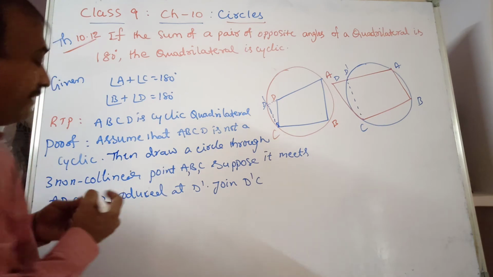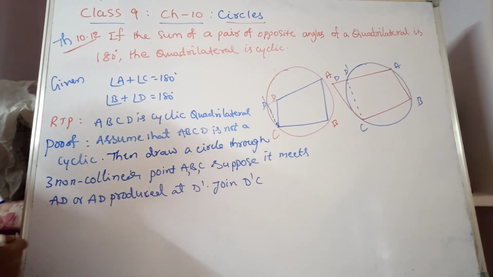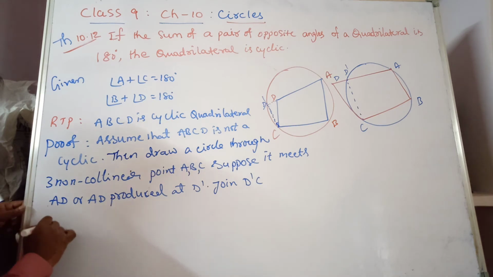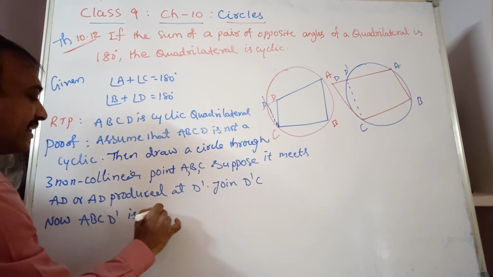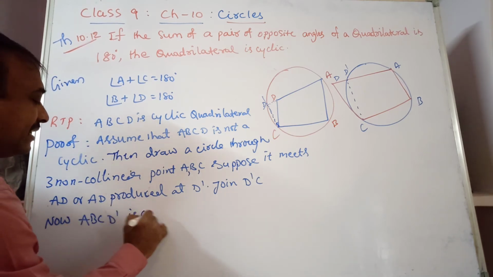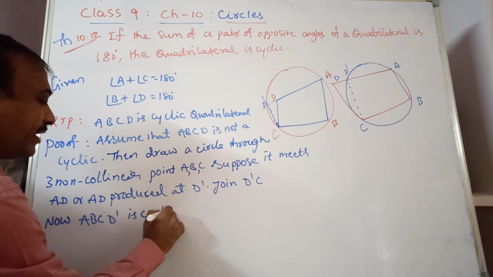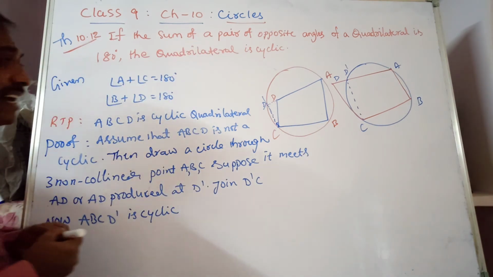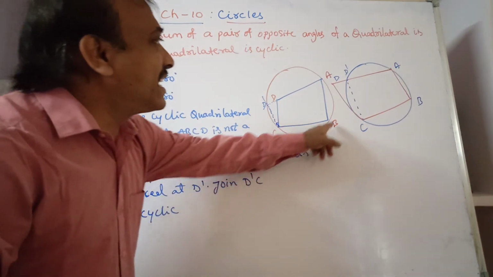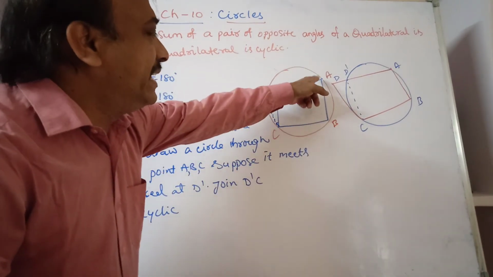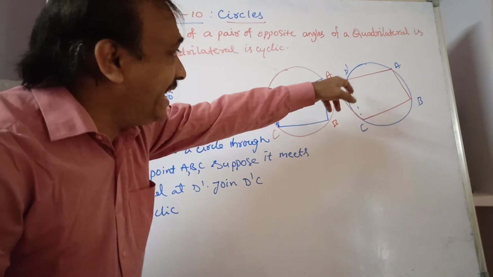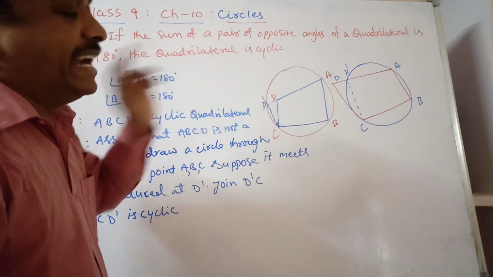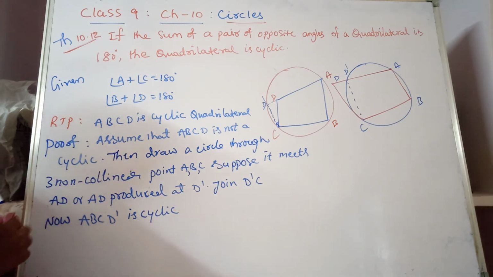Now you observe, when it is joining D prime, ABCD prime is cyclic. Why is it cyclic? As all four points are lying on the circumference. We are constructing a circle passing through three non-collinear points A, B, C. It is touching AD at D prime. Here it is not touching, so we extend it. Now we are assuming ABCD prime is a cyclic quadrilateral.